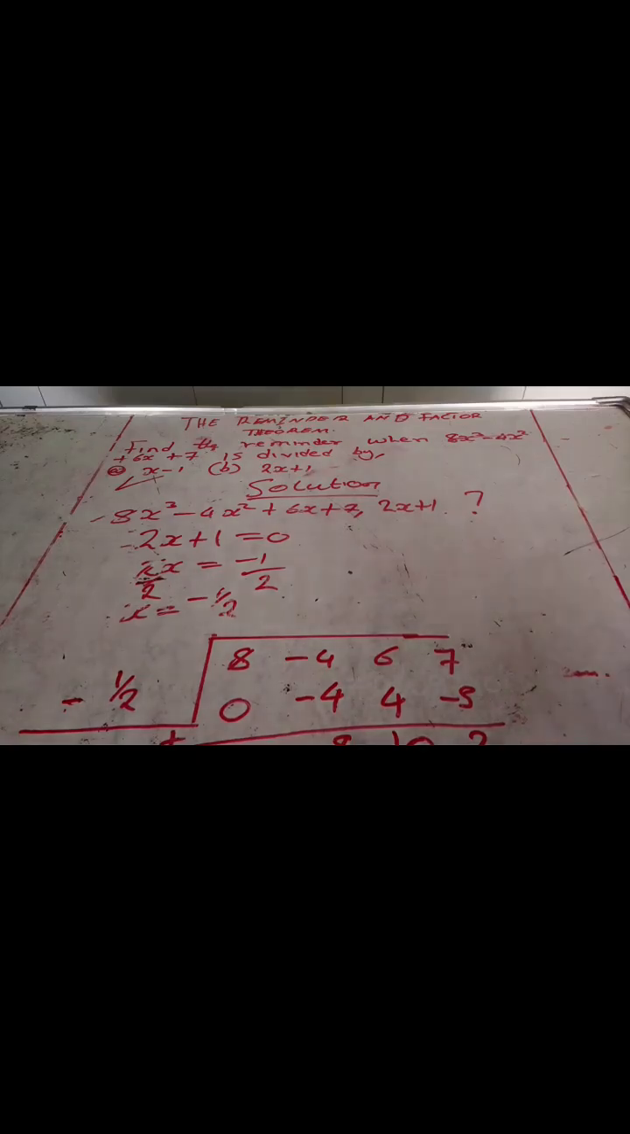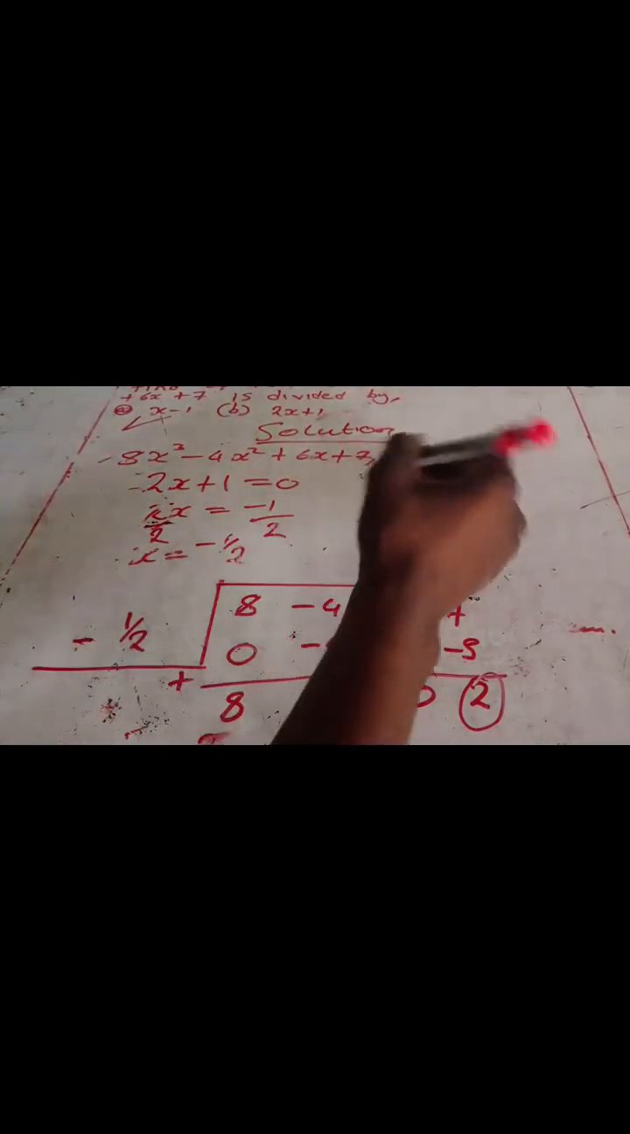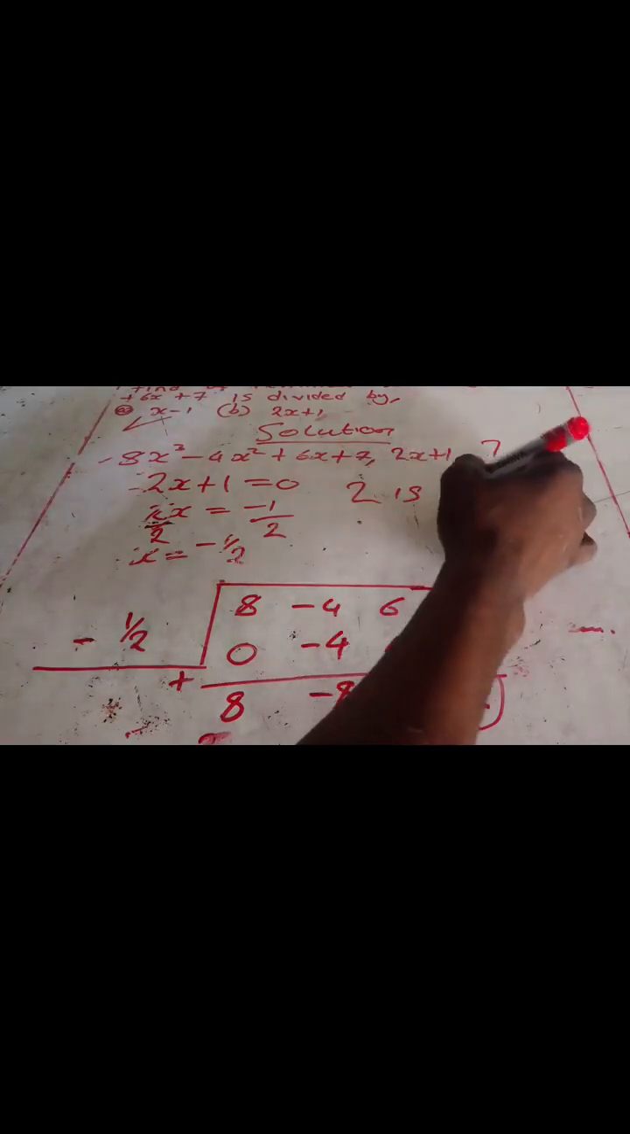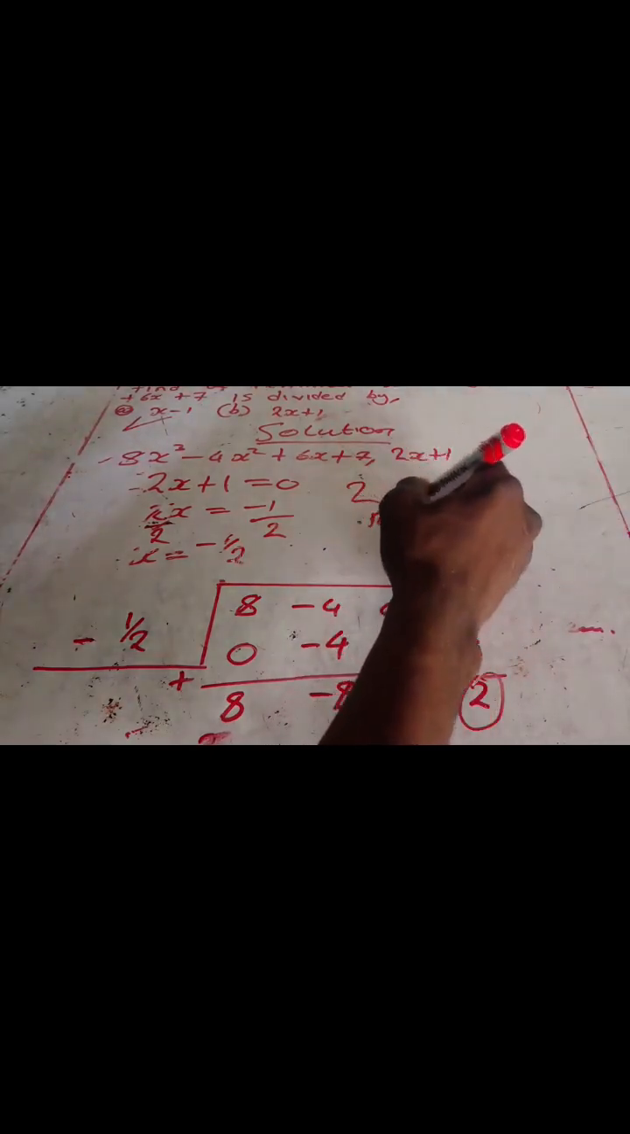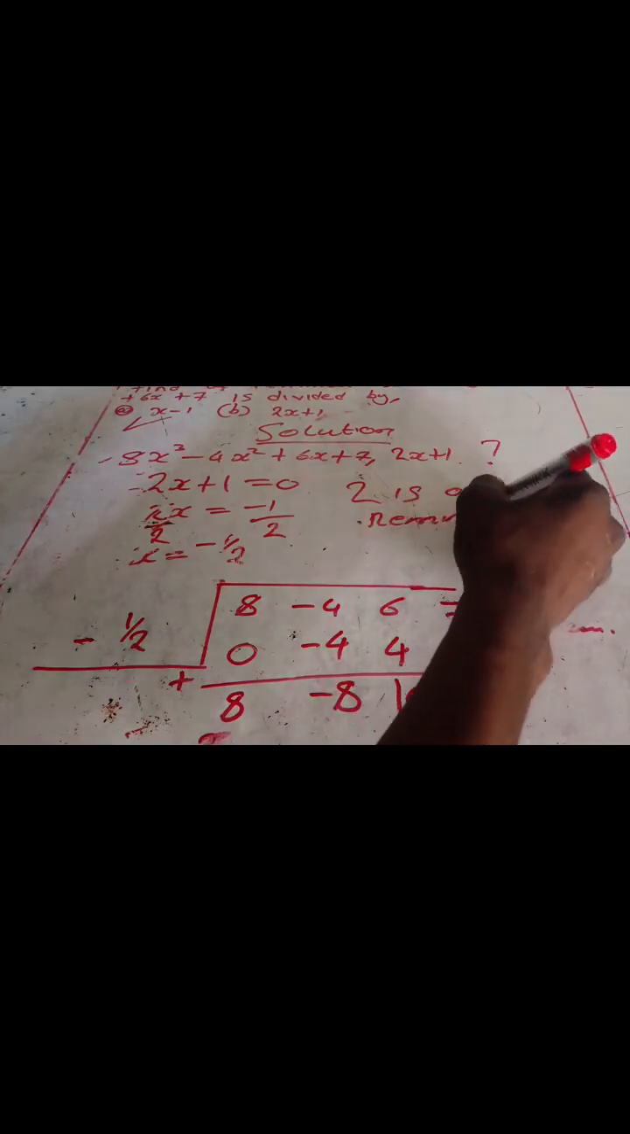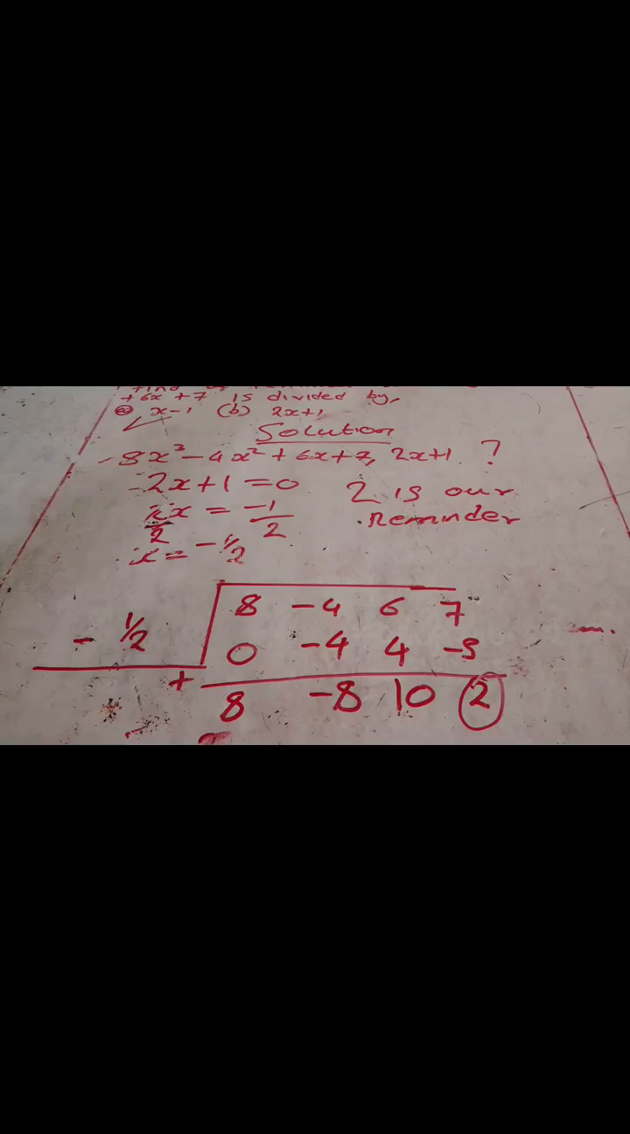So in this part, since 2 is the last number, this means that 2 is our remainder. So on this part B, the remainder was 2. You can write it here, 2 is our remainder.